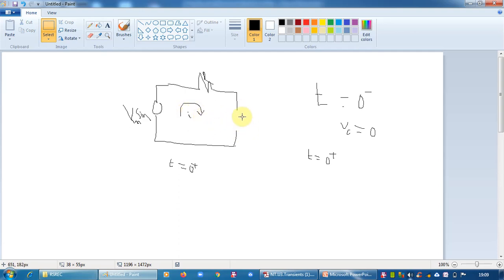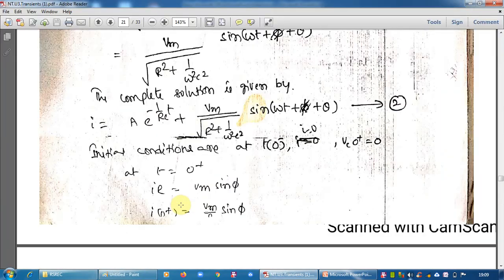Now it is not an inductor, it is a capacitor. The capacitor is short circuited at t equal to 0 plus, so we represent it by a short circuit. Short circuit means current is there. What is that current? I equal to V by R, so Vm sin omega t by R. That is the current. You see here, Vm sin theta or sin omega t by R.